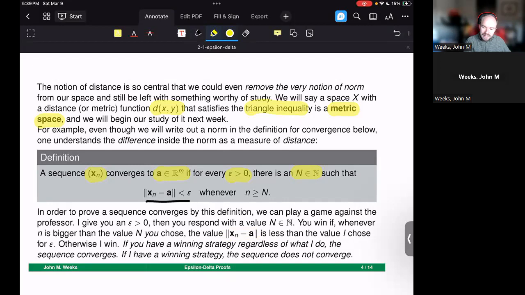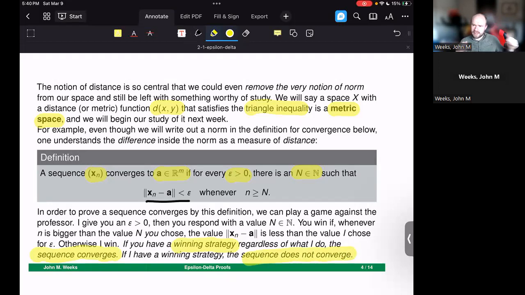If you have a winning strategy, meaning regardless of the epsilon that I choose, you have a value of n that makes this work, then the sequence is going to converge. If you do not have a winning strategy, if instead I have a winning strategy, if I can give you an epsilon that makes no value of n that you could choose work, then the sequence is not going to converge.